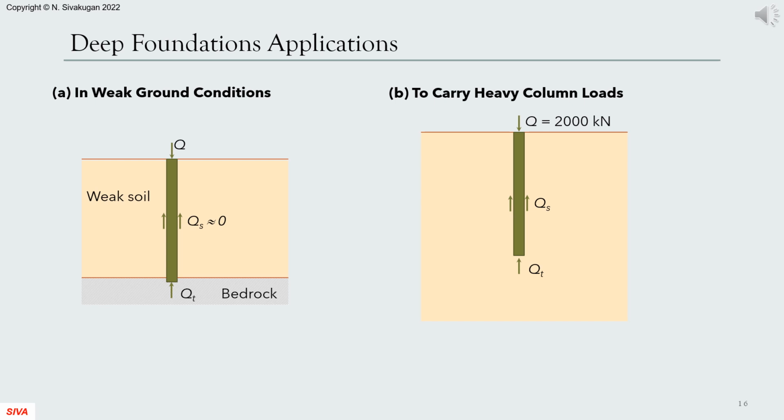We can list several applications of deep foundations. The first one here shows a situation where there is weak soil to a limited depth, underlain by a stiff stratum such as bedrock. We have here an end-bearing pile such that the entire column load is transferred to the stiff stratum, without stressing the weak soil. The second application shows a heavy column load which may be too much for a pad footing. A pile works better here.